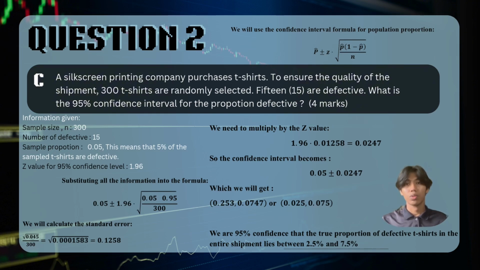Now we move to step 2, use the confidence interval formula. We will use the confidence interval for the population proportion: p plus minus z times square root of p, open brackets 1 minus p, close bracket, over n. So for a 95% confidence level, the z value is 1.96. Substituting the values into the formula, we will get 0.05 plus minus 1.96 times square root of 0.05 times 0.95 over 300.